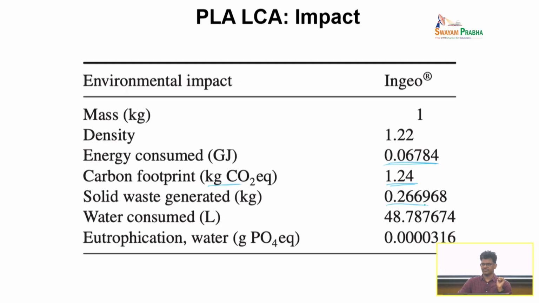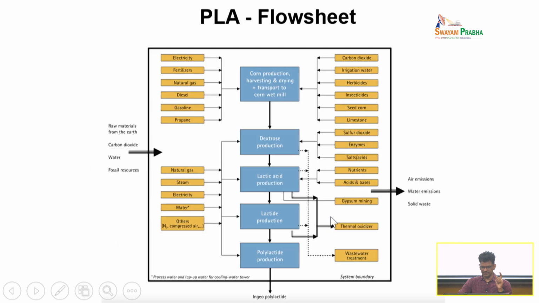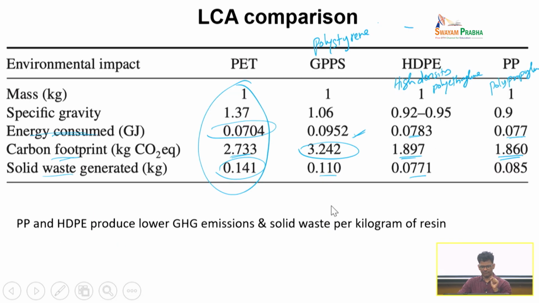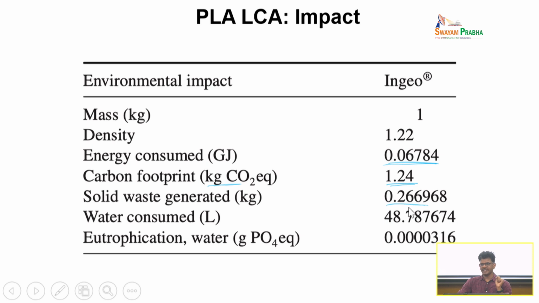Carbon footprint. How many kilograms of CO2? It's about 1.24 kilograms. How much was it for PET? 2.2. So you can clearly see that the carbon footprint of making PLA versus PET seems to have a lesser impact. Solid waste generated, 0.14, right? Here it is actually a little higher, almost twice.